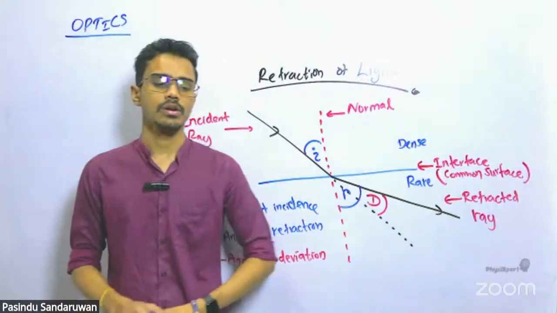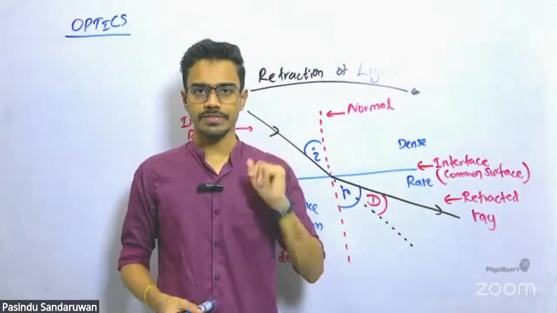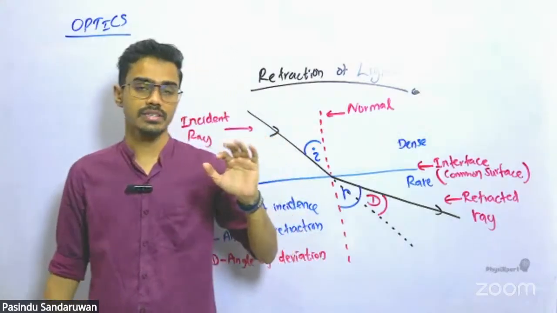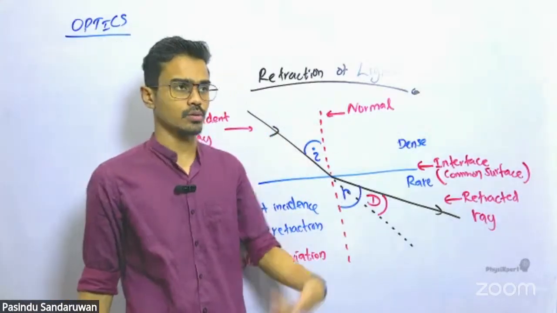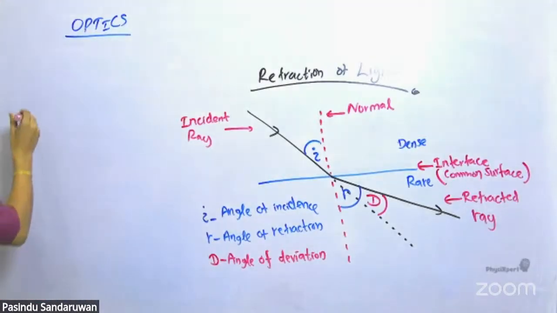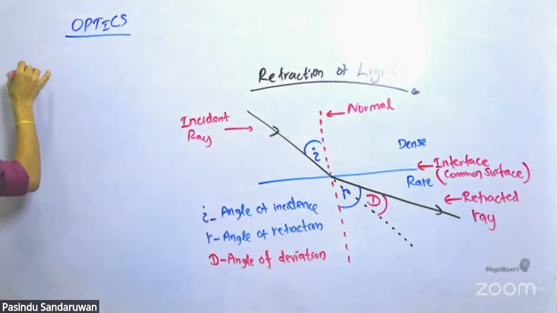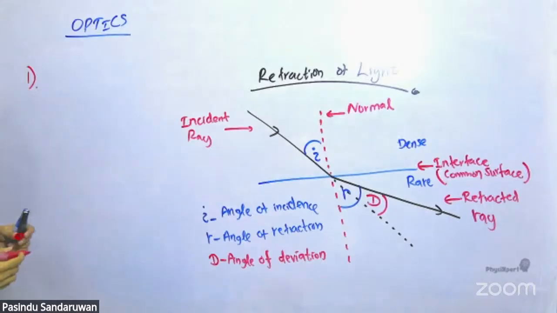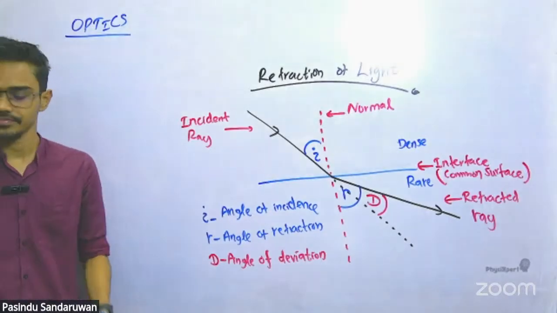Now we are going to write the two laws first. Refraction laws: there are only two laws about refraction. So mention the laws as 1 and 2. First one, write down.